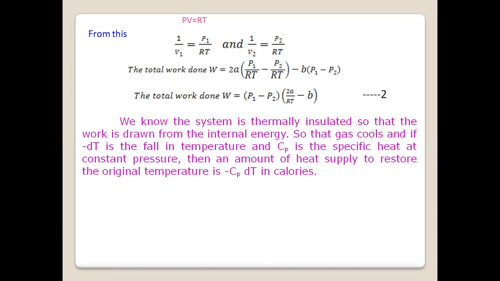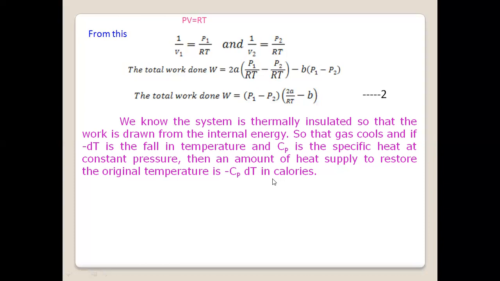But we know the total system, that is the cylinder, is thermally insulated. So there is no heat coming from outside and no heat going outside. So that is an adiabatic process, so the total work done is taken from its internal energy only. Whose temperature decreases by dT, that is taken as minus dT, the fall in temperature, and Cp is the specific heat of that gas at constant pressure. Then the amount of heat supplied to restore the original temperature is minus Cp dT.